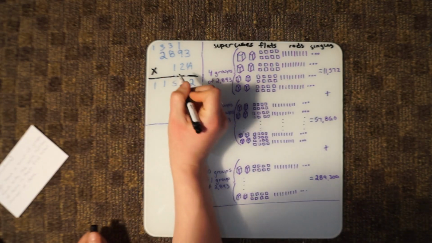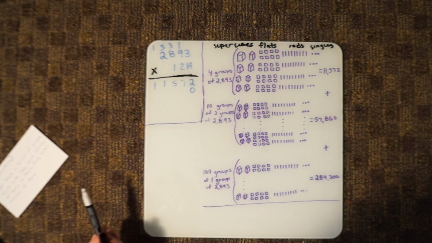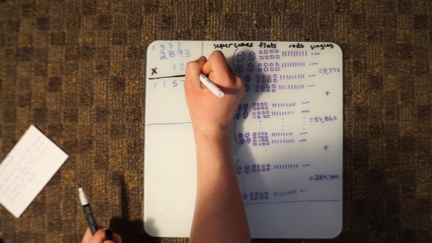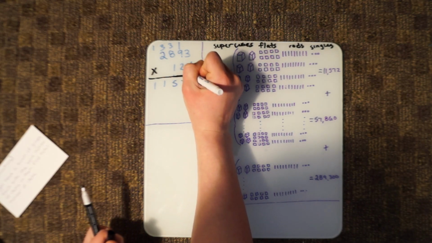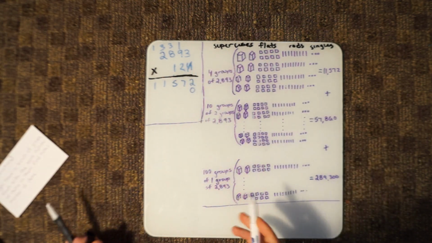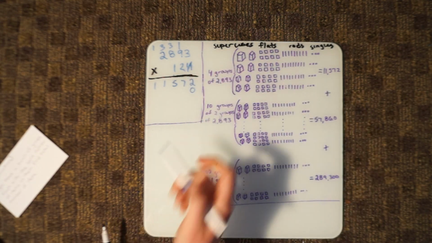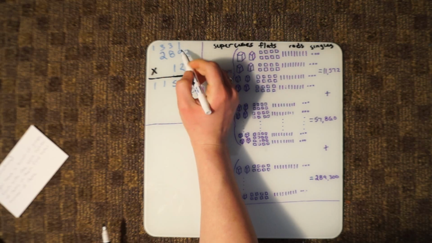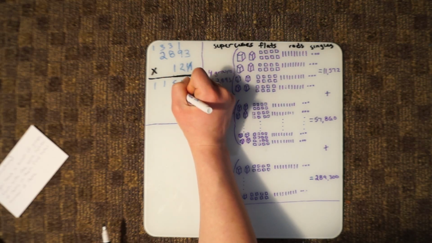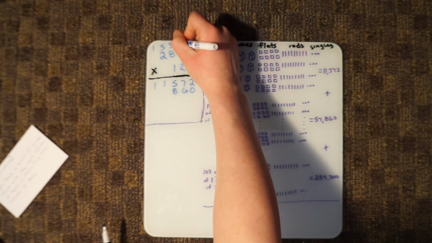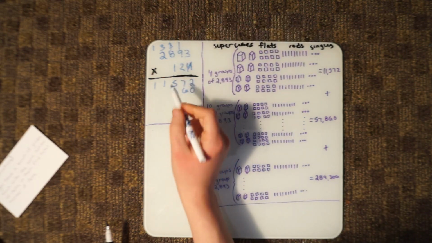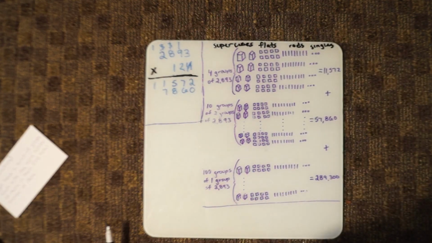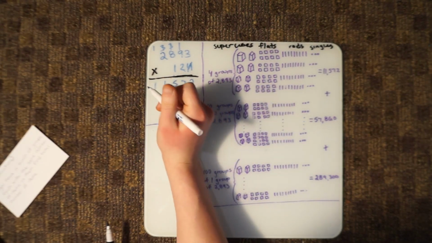Let's continue this. We were multiplying by the tens place now. So, we'll go through and do 3 times 2 equals 6. 9 times 2 equals 18. Write the 8 here, carry the 1. 8 times 2 equals 16 plus 1 equals 17. Carry the 1. 2 times 2 equals 4 plus 1 equals 5.